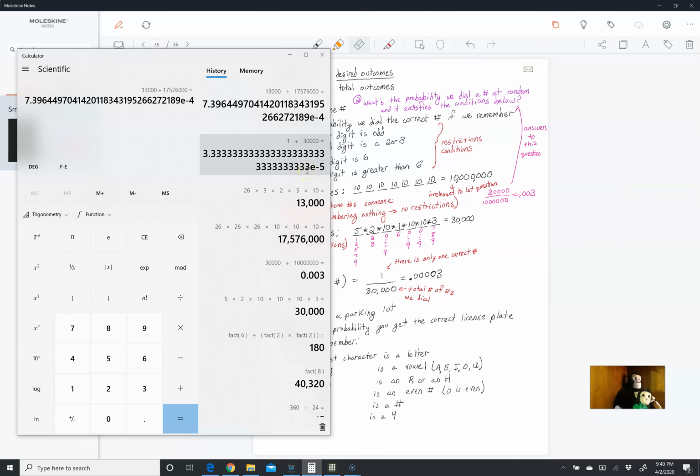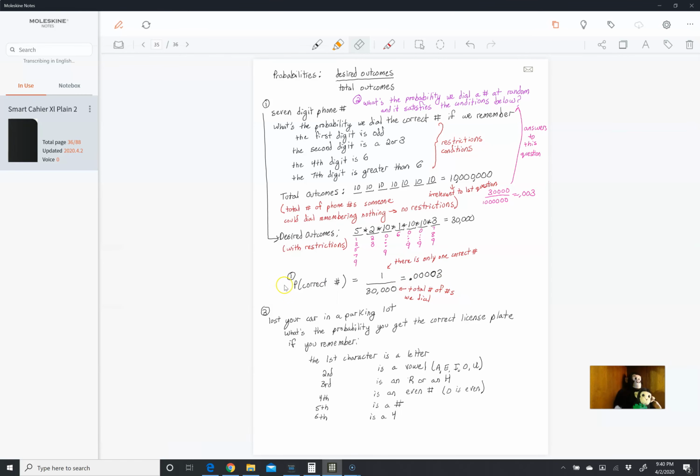Like I said, I had to pause the tape, so things just appeared. This e to the -5 is not how we write it. What this tells us is that we're going to move this decimal point 5 spaces to the left. And if we move it 5 spaces to the left, that requires us to stick in 4 zeros, okay? So it's 0.00003. So this is the probability of getting a correct number.